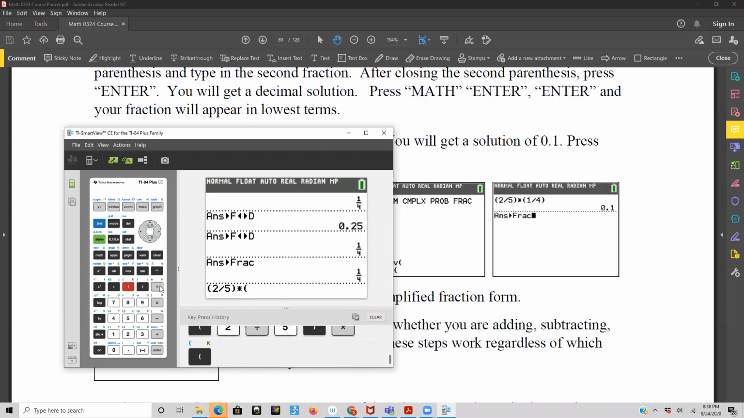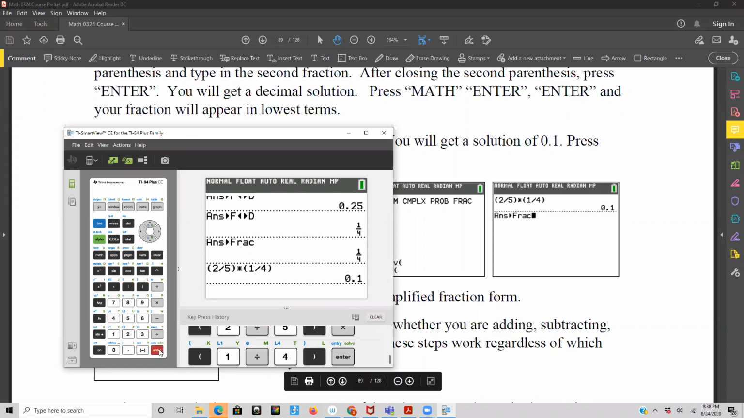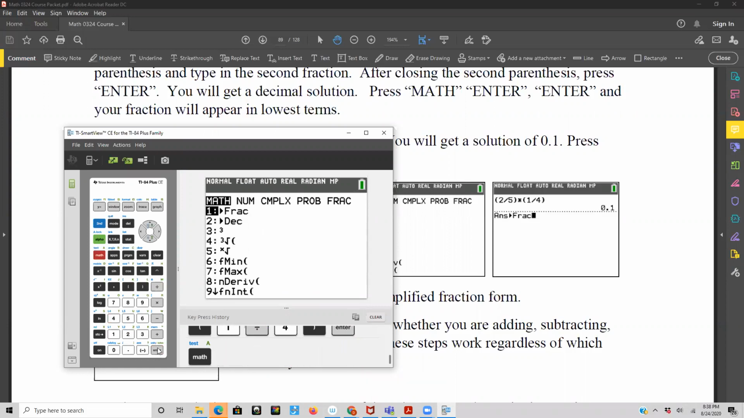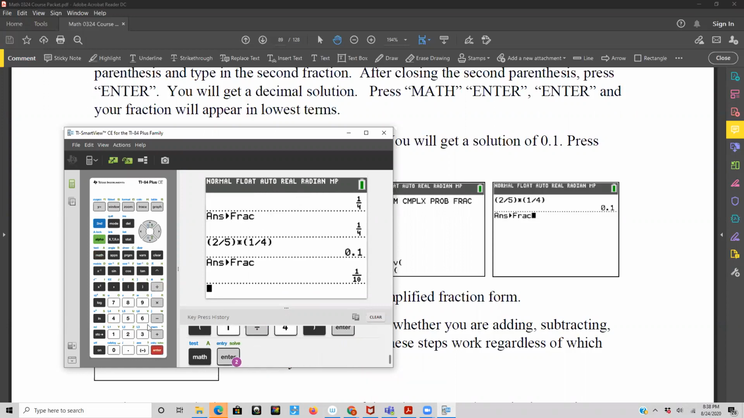Parenthesis 1 divided by 4. And I'm going to enter that, and I should get 0.1, which I do. If I want a fraction, all I have to do is hit math, frac. All right. Now, if you have an 84, you don't have to use parentheses as much.